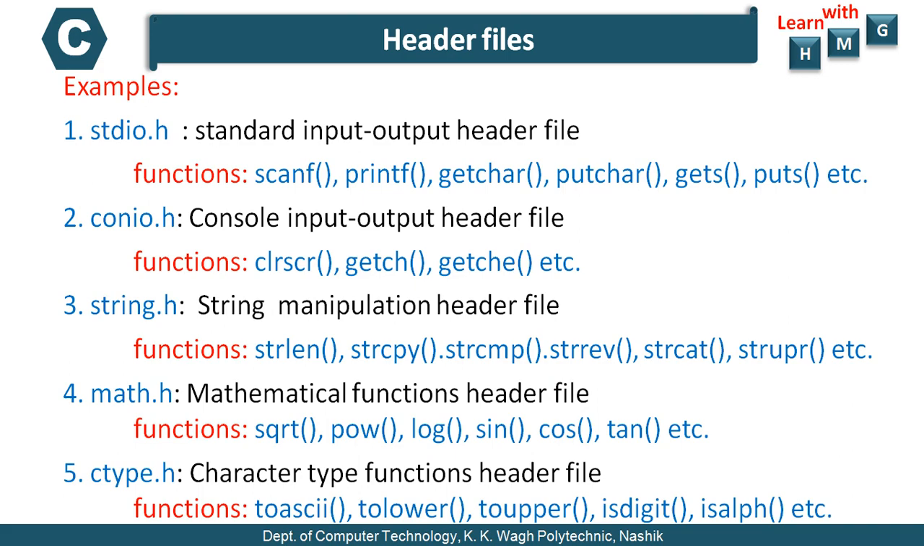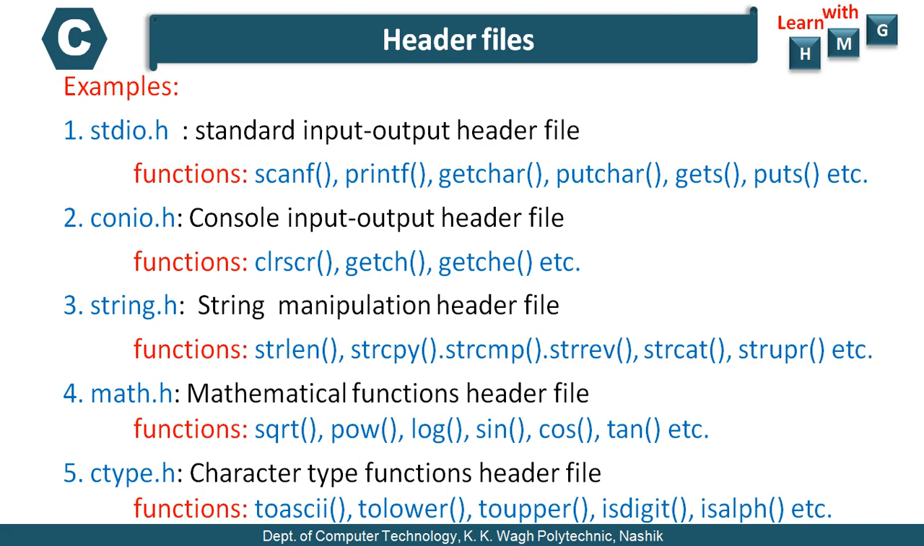only 5 examples of header files and a few functions within them. Like this, around 25 to 30 header files are there in C, and the total functions are also around 400 to 500. So you should know all these functions, and for that you should go through the library of all the library functions and their header files.